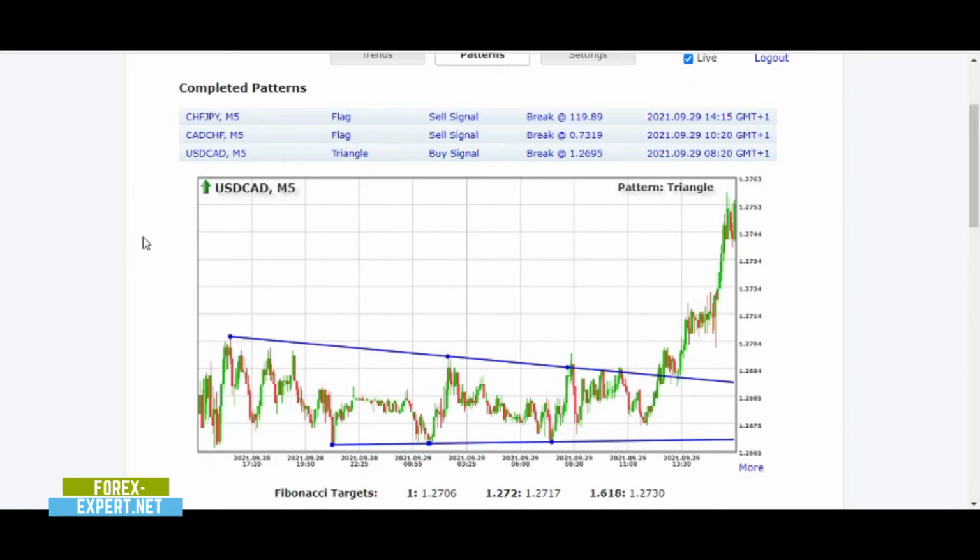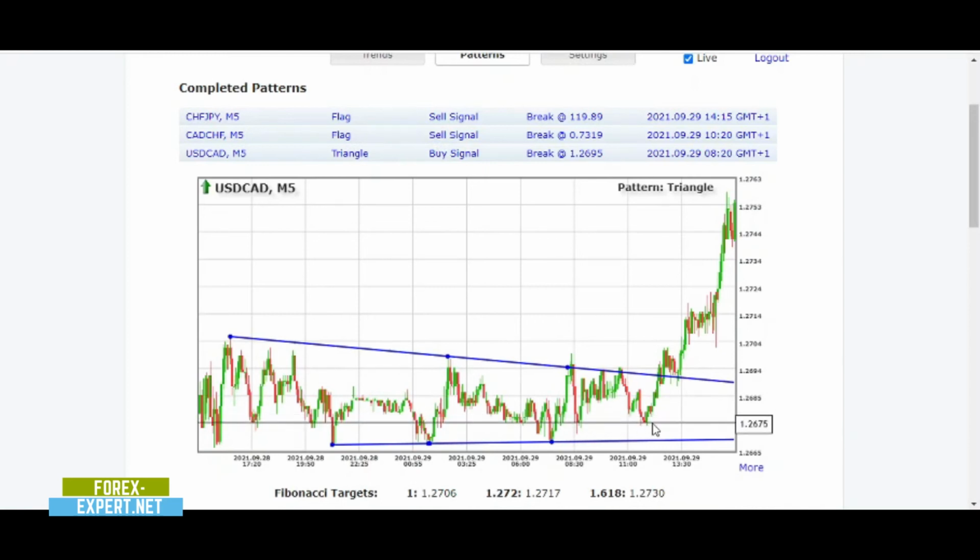USD CAD triangle buy signal break at 26.95. The first breakout was a teaser. When you see a spike breaking through, just wait for confirmation. Let's see where the next candle will open. Okay, if it opens higher, then it is a promising one. If it opens lower, just wait for a better entry.